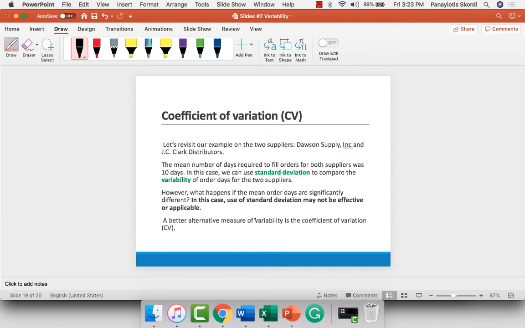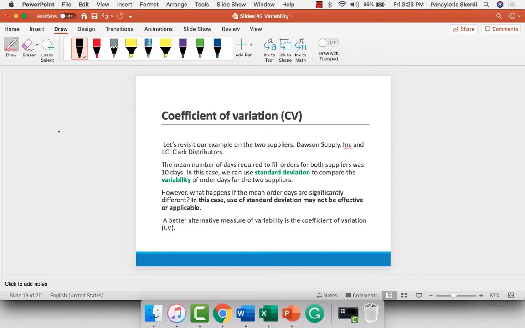These two companies had the same average delivery time. If the means were the same, can we still just look at the standard deviations? If the means are the same, we can. If the means are not the same, should we still be doing that? So let's consider this example before I answer that.